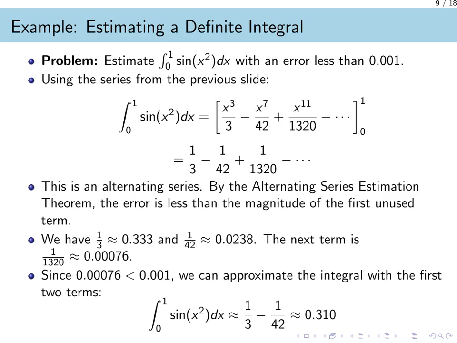Now we will use our power series to estimate a definite integral to a specific accuracy. Our goal is to find the value of the integral of sine of x squared from 0 to 1, with an error less than 1/1000th. First, we take the antiderivative series from the previous slide and evaluate it at the upper and lower bounds of 1 and 0. This gives us a numerical series, 1/3 minus 1 over 42 plus 1 over 1320, and so on.